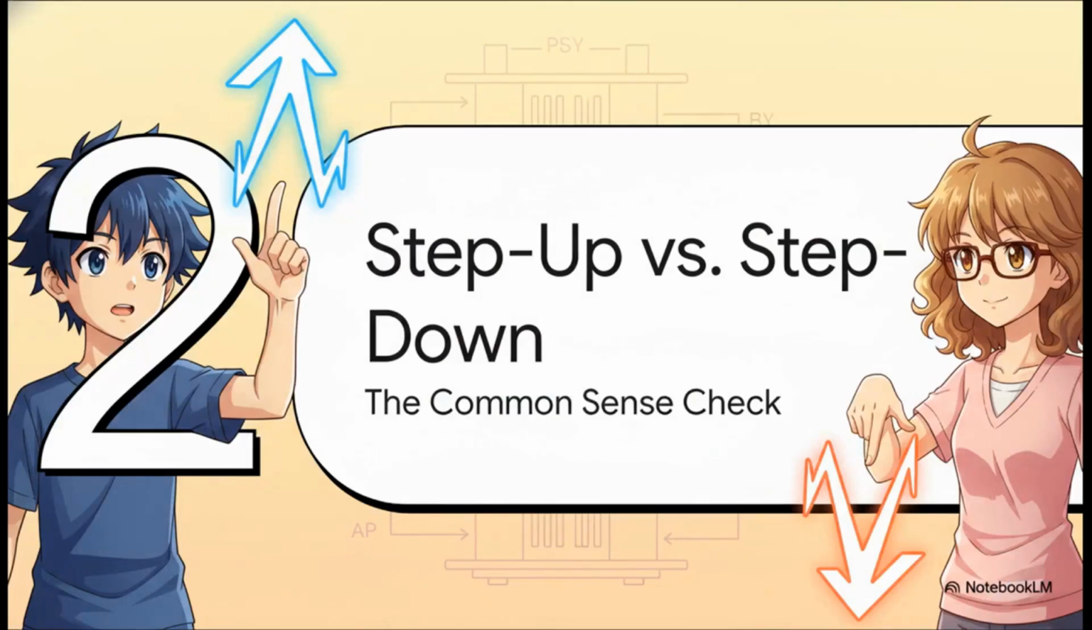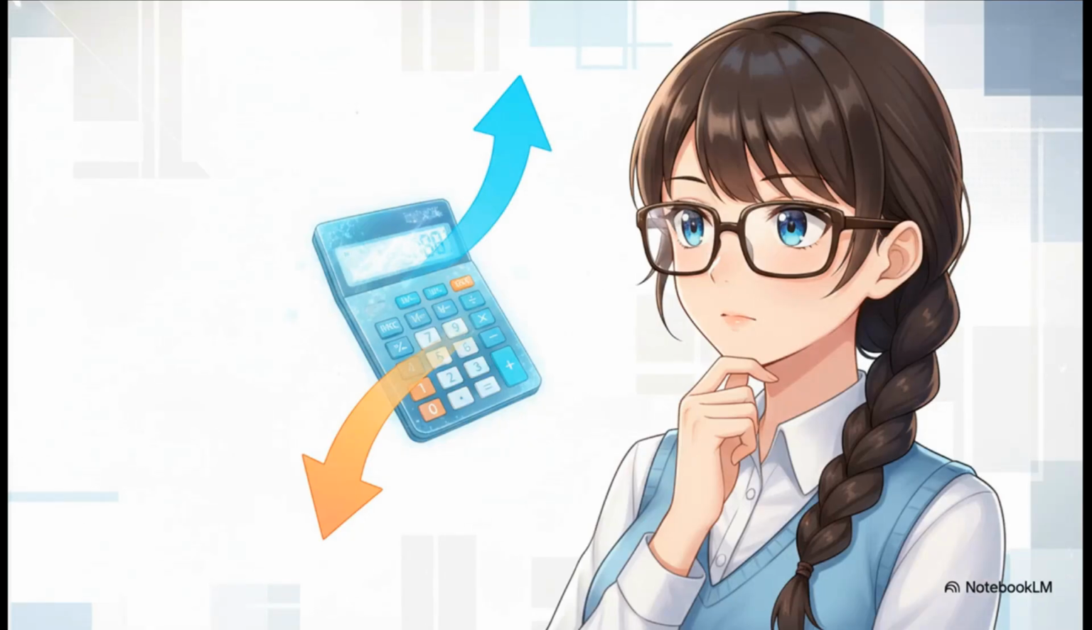Moving right along to part two, step up versus step down, the common sense check. Listen, before your fingers even touch that calculator during the exam, you need to ask yourself one incredibly simple question. Did the voltage go up or did it go down? Examiners specifically design these questions to see if you're actually using your physical logic, not just blindly crunching numbers. If you intuitively know how a transformer is supposed to act, you'll spot a calculator typo from a mile away.